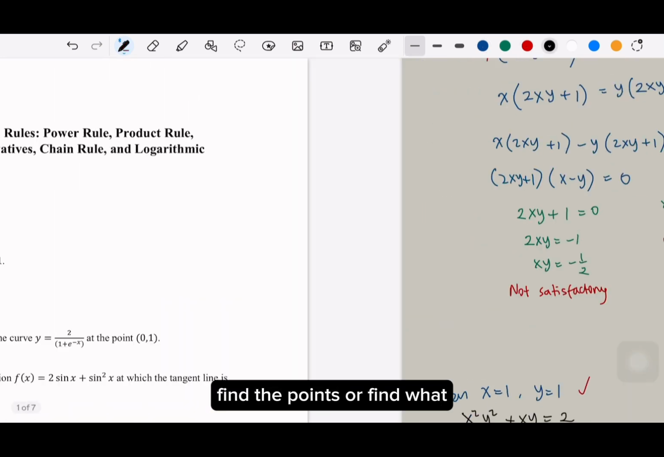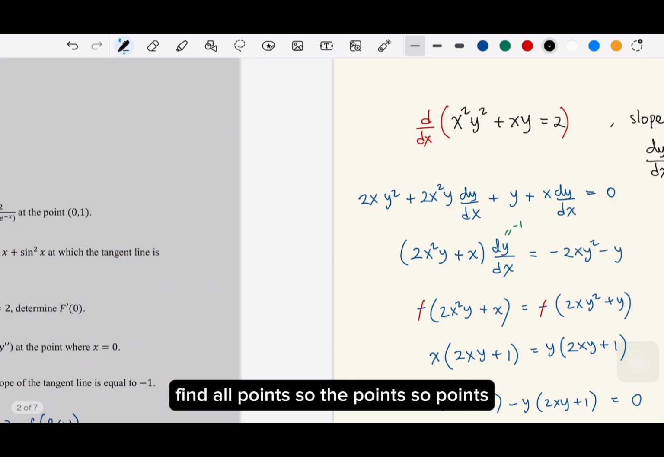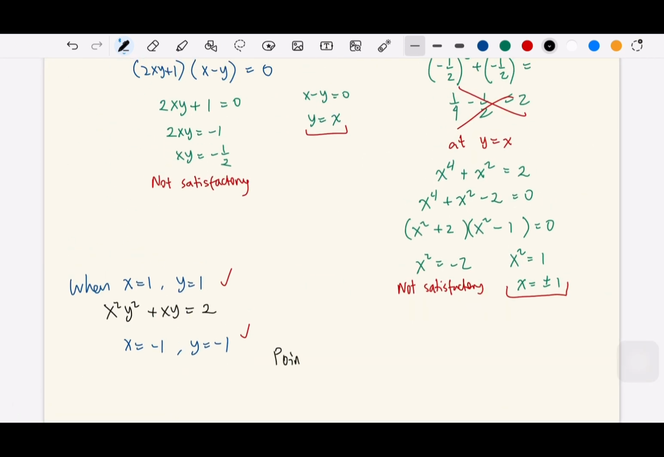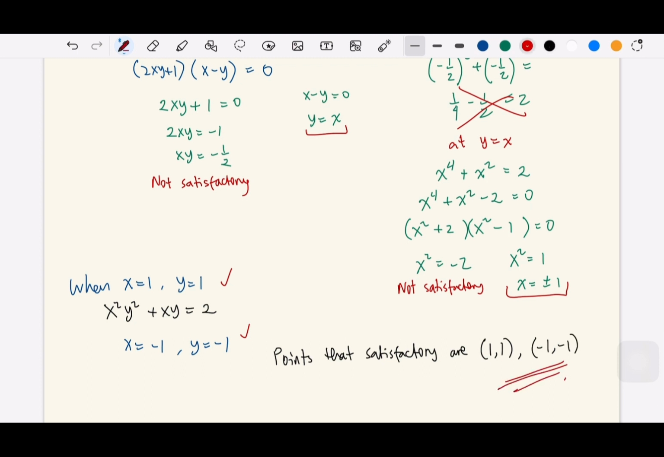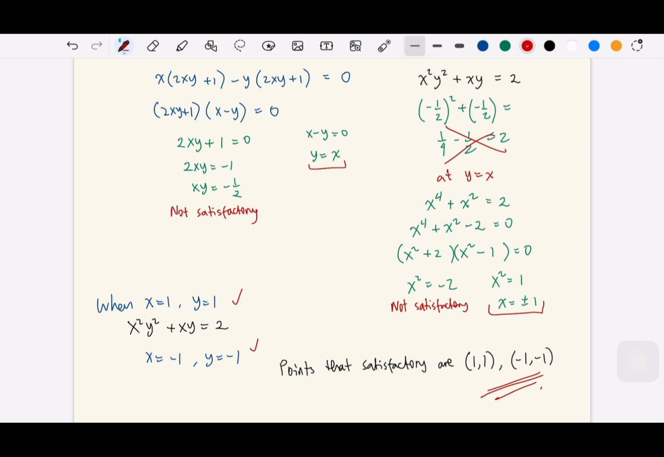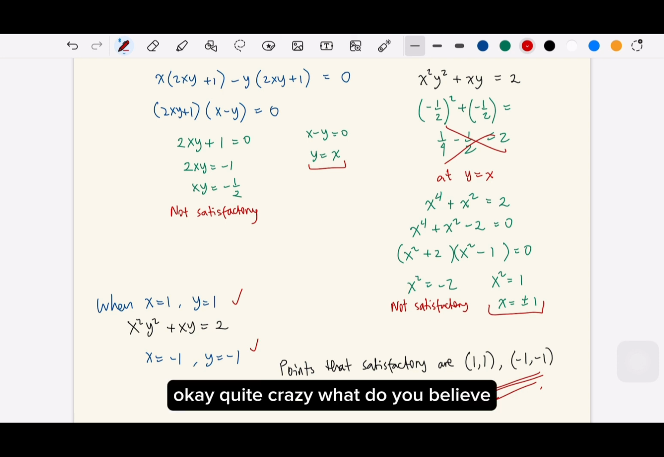What is our goal? Find all points. So the points that are satisfactory are (1, 1) and (-1, -1). This is the answer. Okay, quite crazy. Worthy to be in your exam.